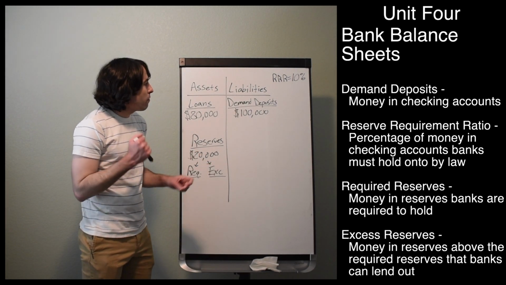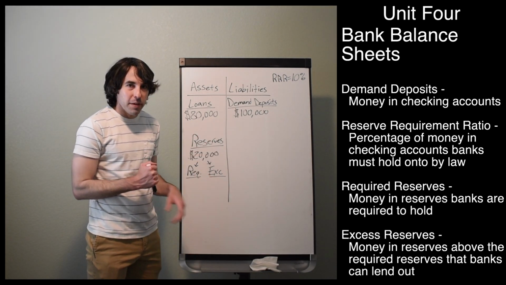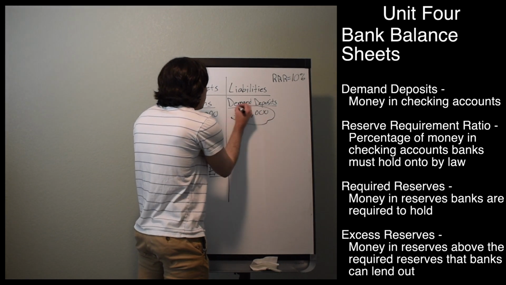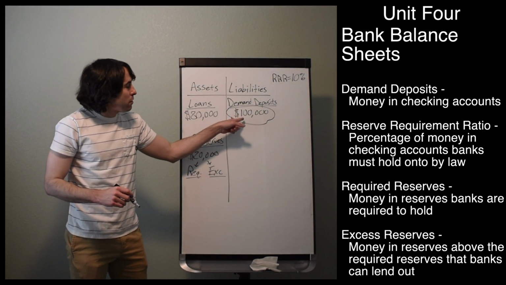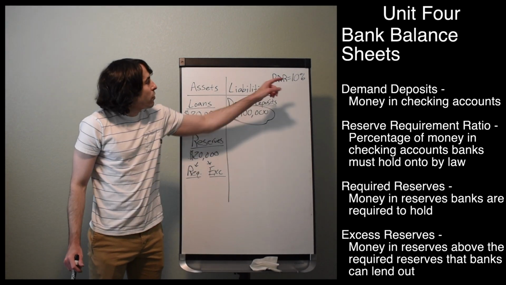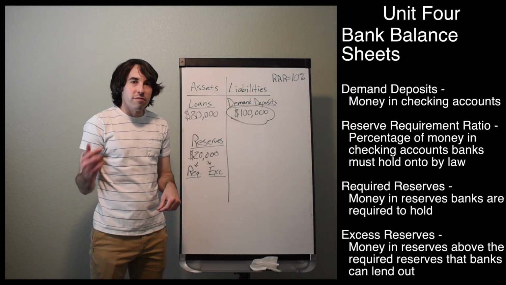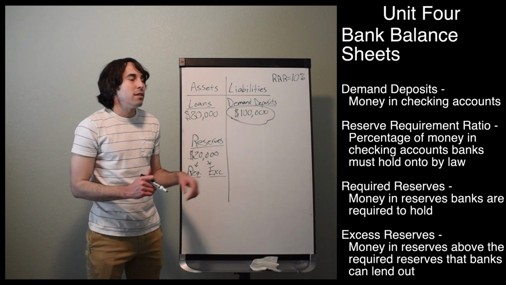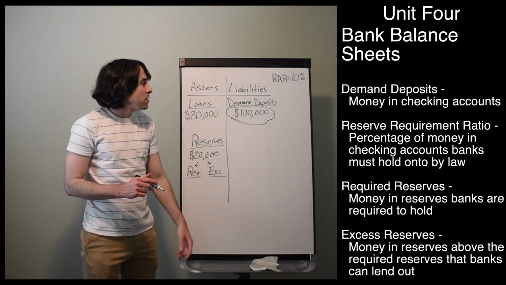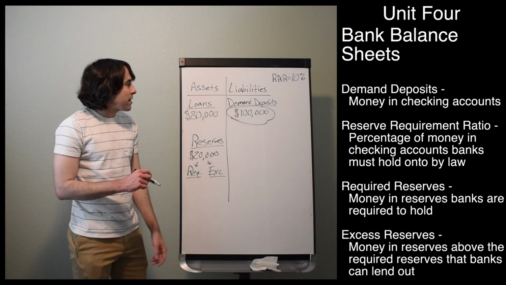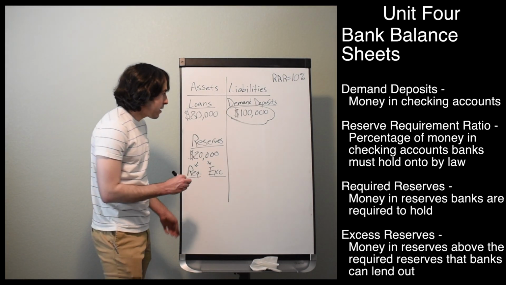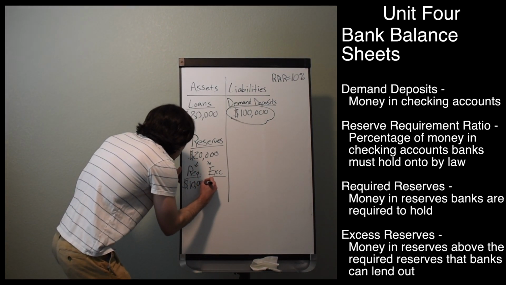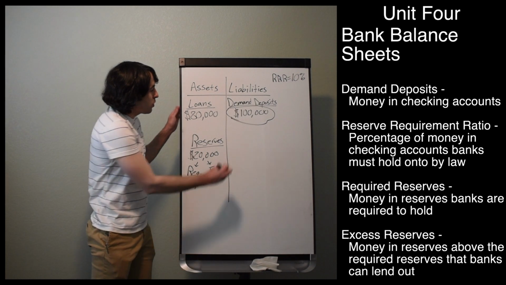Now, let's break this down. Remember, the most important part of a bank balance sheet is the demand deposits because everything else is dependent upon it. We got $100,000 in demand deposits or people's checking accounts. The reserve requirement ratio is 10%. The Fed has told this bank and other banks in this country that they have to hold on to 10% of any dollar that's in the demand deposits account. So they have to hold on to 10% of that $100,000. That is $10,000. So this bank is required by law to hold on to $10,000. They are currently holding on to $20,000.